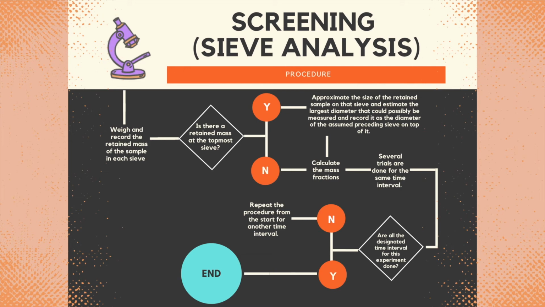Also, several trials are done for the same time interval. So, are all the designated time intervals for this experiment done? If no, repeat the procedure from the start for another time interval. If yes, that's all for the procedure of the screening or sieve analysis.